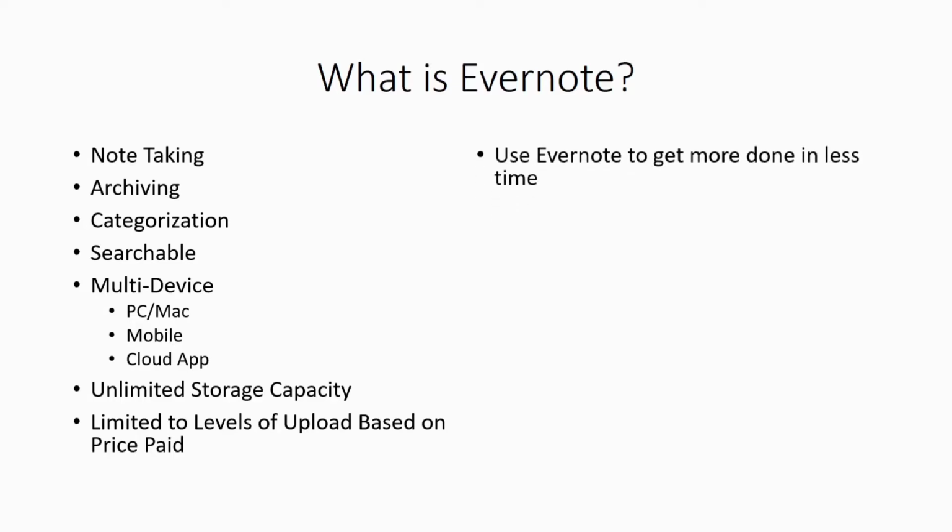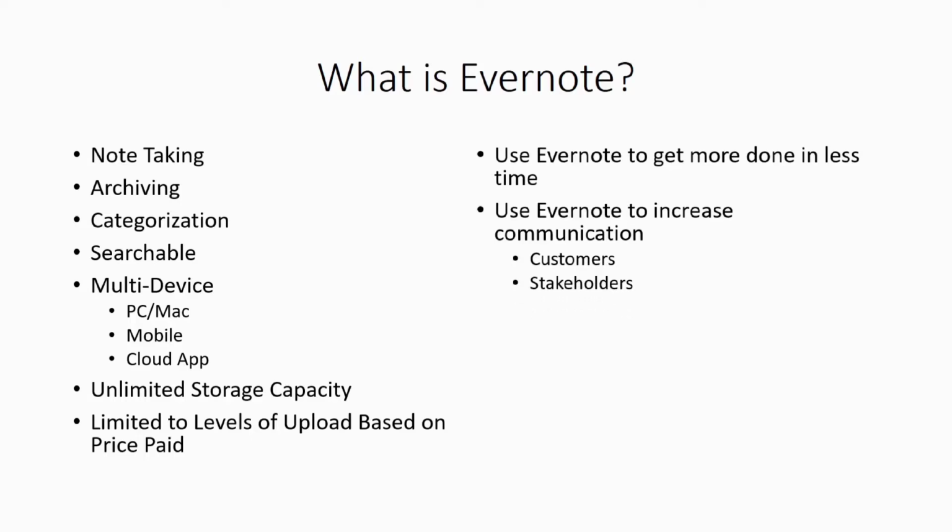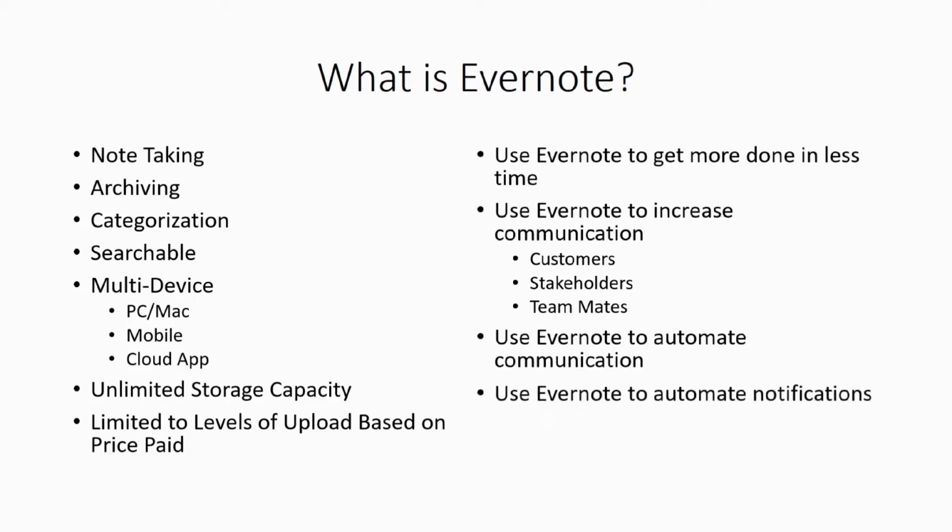Now, Evernote is really designed for you to get more done in less time. It's designed to increase the level of your communication, whether you're going to be working with someone on specific information or you want to collaborate with a customer or someone in your organization or concerning your organization or even people who are working on your team. One of the key features of Evernote in that way is that Evernote can be used to automate communication. It can also be used to automate notifications. Basically, Evernote can be used to work smarter, especially by using its automation features.